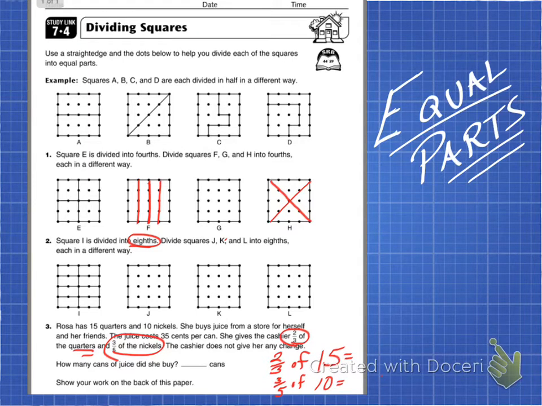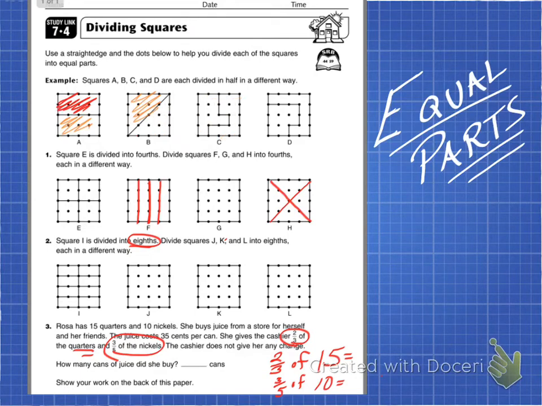So what you want to do here, look at the example first. They start with squares A, B, C, and D all divided in half. So exactly half of the shapes are shown here, two different colors. Half of this shape orange, half of this shape red, half of this shape orange, half of this red.